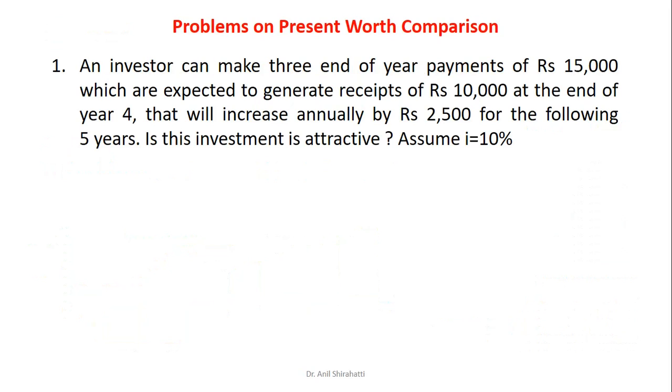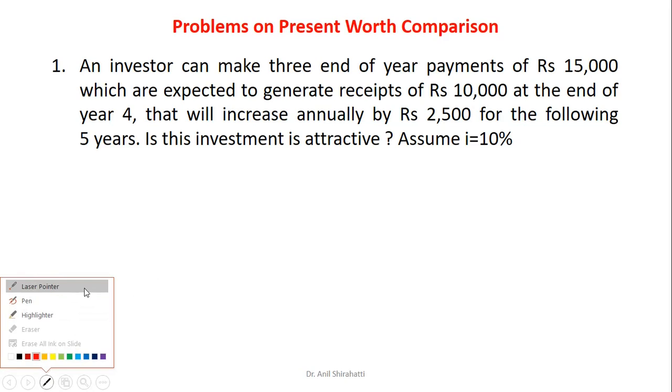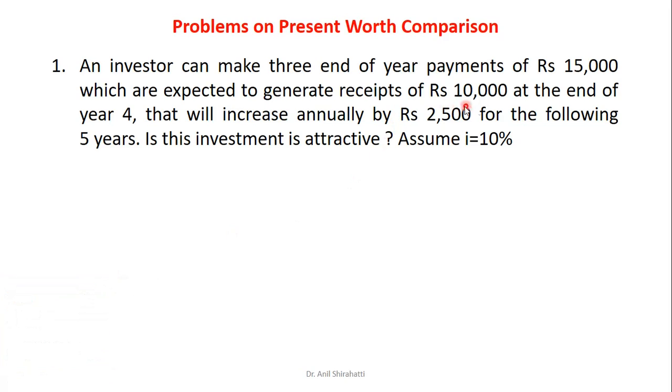So what the problem says: an investor can make 3 end of year payments of rupees 15,000 which are expected to generate a receipt of rupees 10,000 at the end of year 4, which will increase annually by 2,500 for the following 5 years. Is this investment attractive or not? Assuming i is equal to 10%.